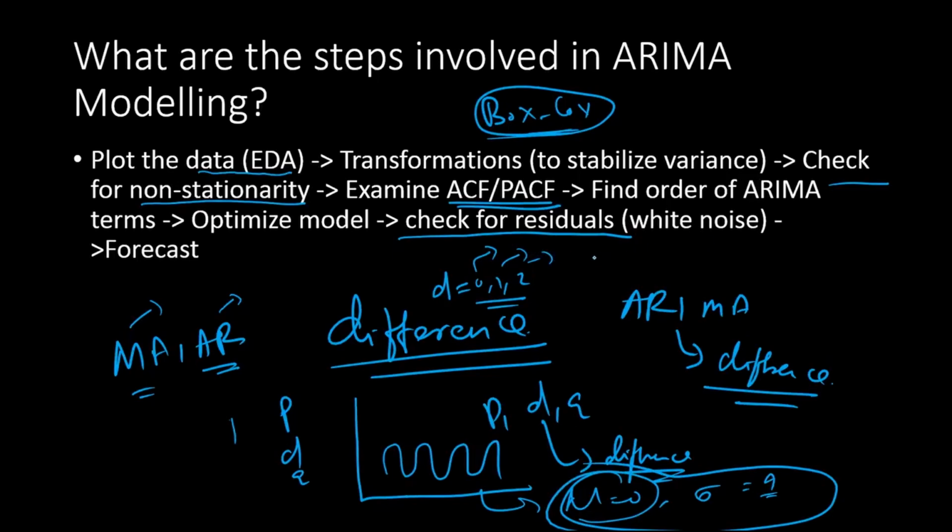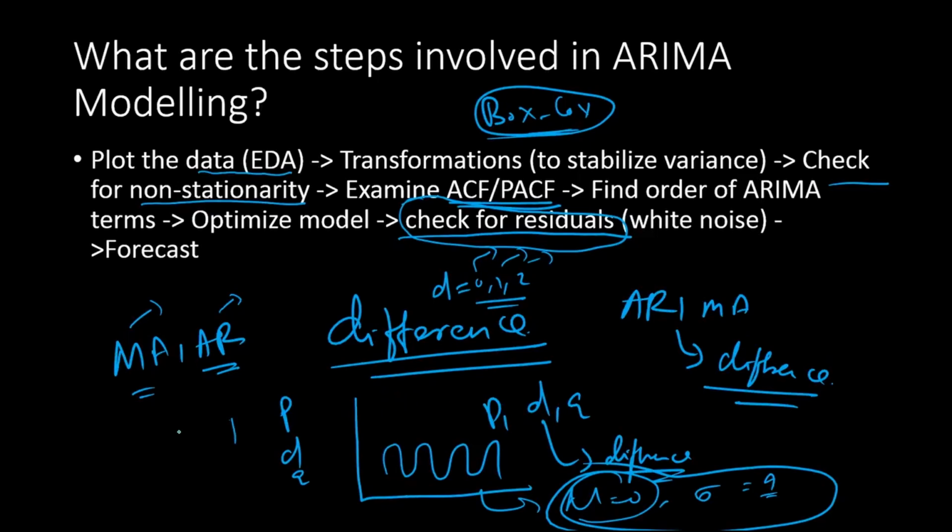And why is it so? If it is not white noise, if there is a pattern in the residuals and the residuals are correlated, then we are missing out on certain information in the model. So you need to go back and see if you can change the order of your ARIMA model and ensure that it can be made better.